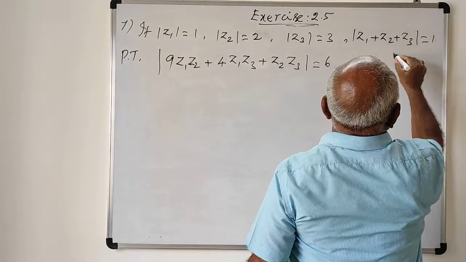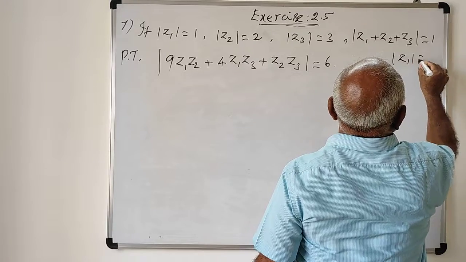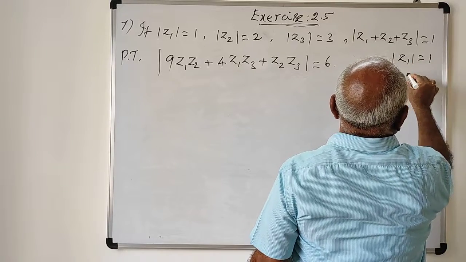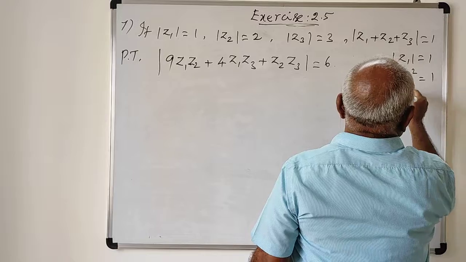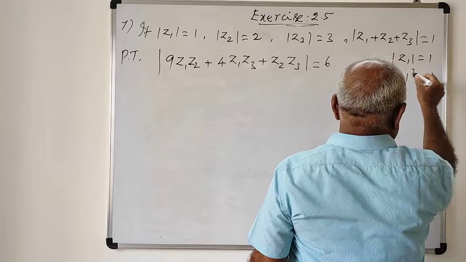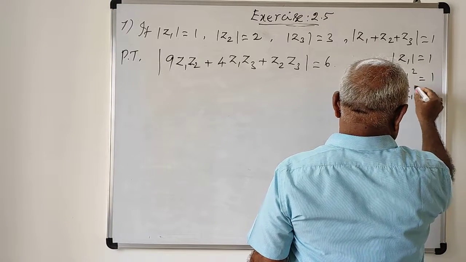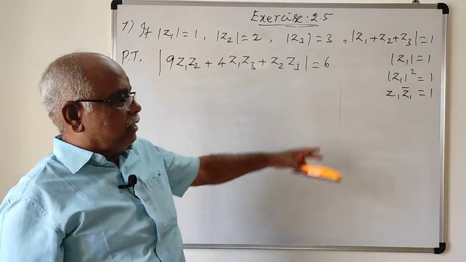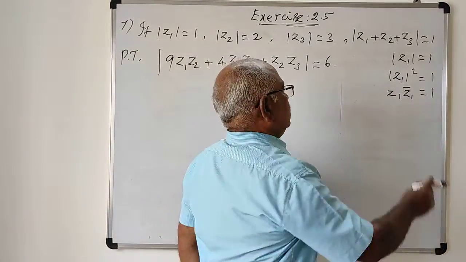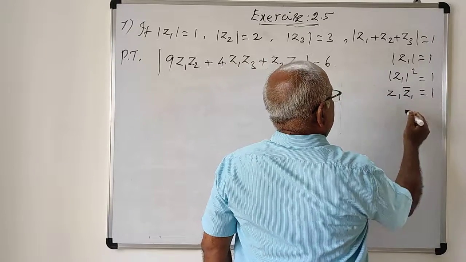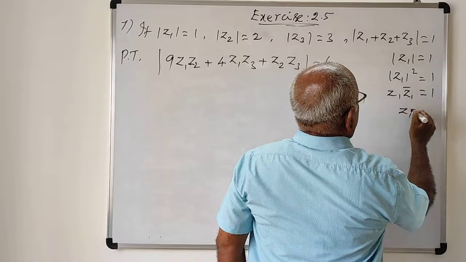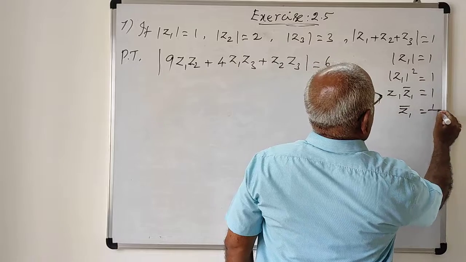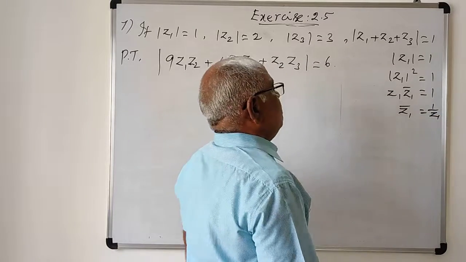Here we have given mod of Z1 is 1, squaring both sides, mod Z1 square is also 1. Mod of Z1 square is, by property, Z1 into Z1 bar, which is equal to 1. Modulus of a quantity Z square is Z into Z bar, you know the property. Therefore Z1 Z1 bar equal to 1. So Z1 bar equal to 1 by Z1.